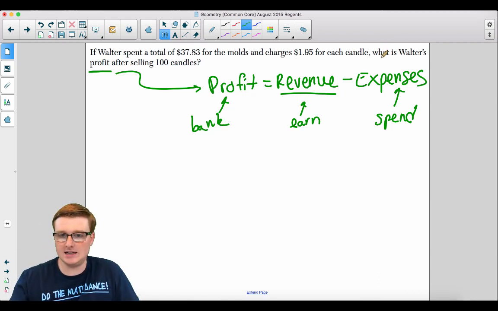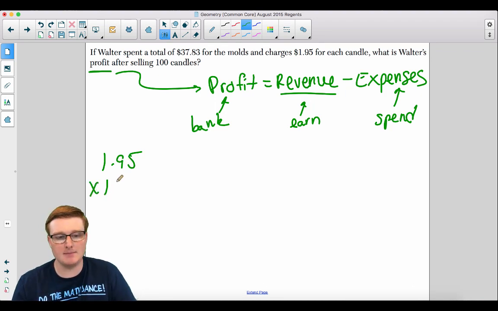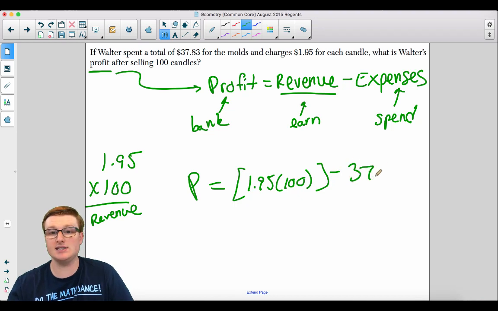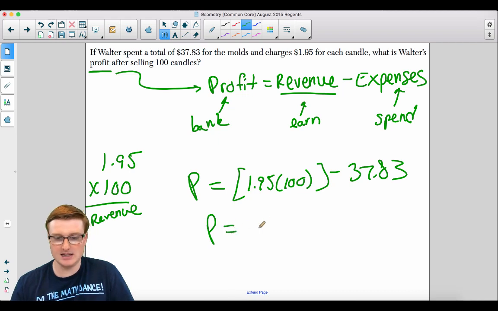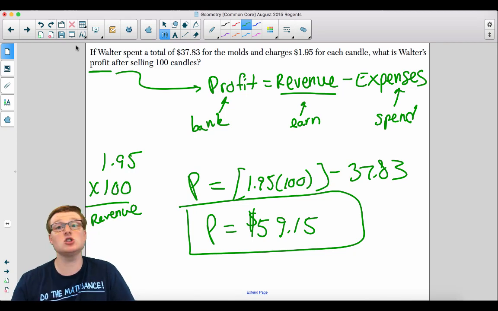So to find his revenue, we take $1.95 for each candle that he sells and multiply it by 100. So that will be the revenue. So profit is equal to the revenue, which is $1.95 times 100 candles, minus the $37.83 that he spends on the molds. So the profit is equal to $59.15. That is how much profit he is bringing home for himself. And that is the conclusion of this Regents exam.